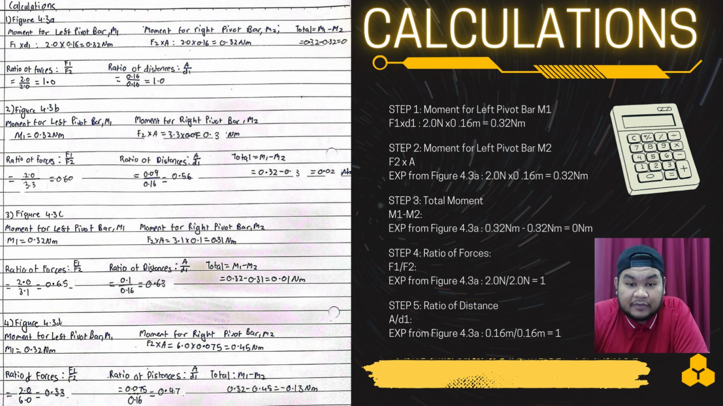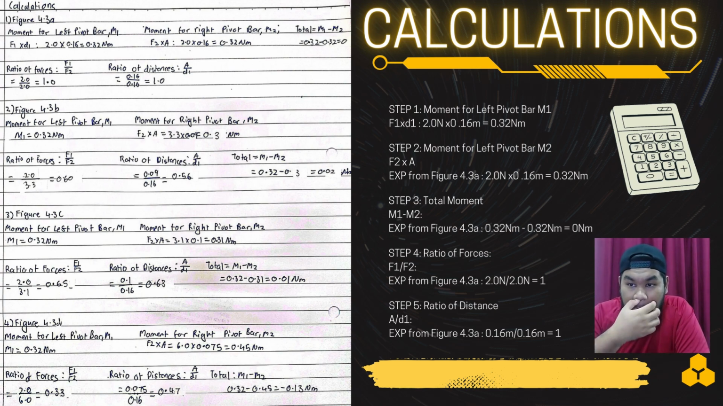The second step is to identify the moment for the right pivot bar, M2. The formula used is F2 times A. An example is taken from figure 4.3a. It is given that the force is 2 newtons, multiplied by a distance of 0.16 meters, which also equals 0.32 newton meters.